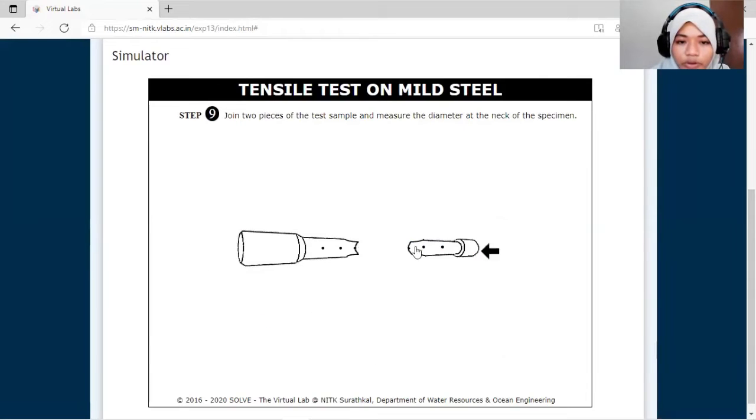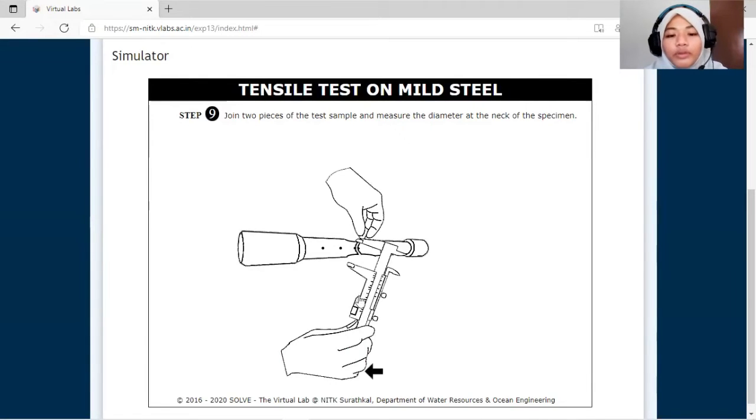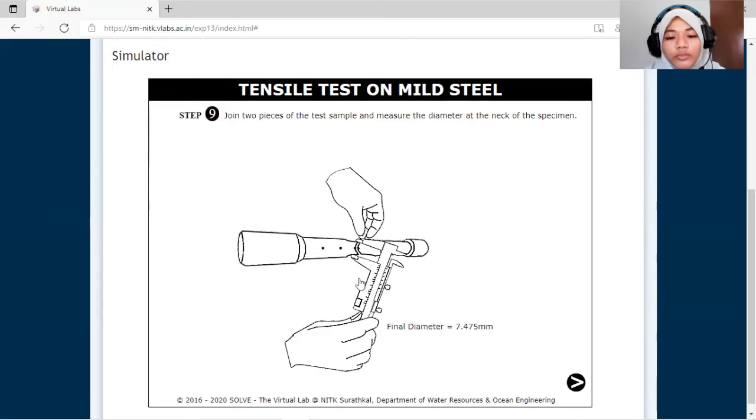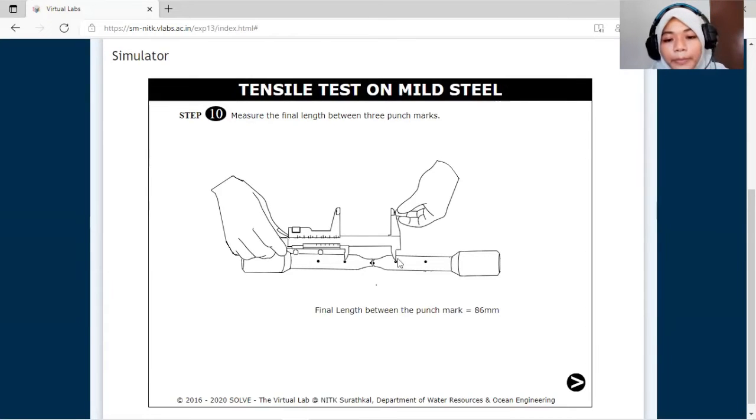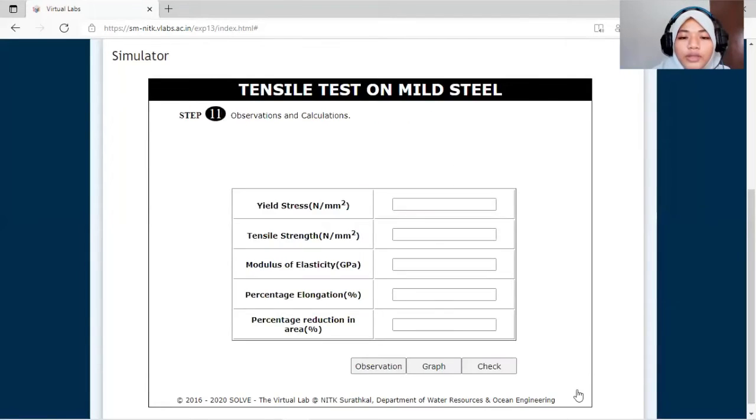You must join the two pieces of the broken test sample and measure the diameter at the neck of the specimen. So the final diameter is 7.475. And for step 10, we must measure the final length between the two punch marks using a vernier caliper. So the final length between punch marks is 86 mm.